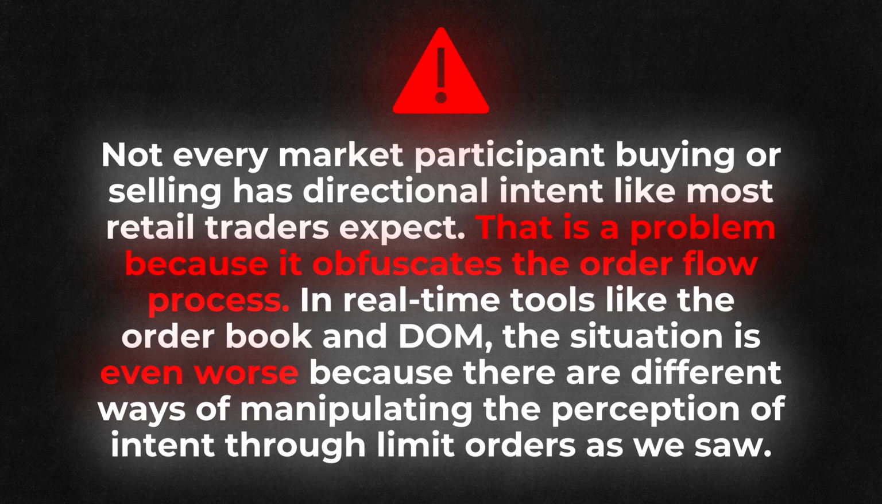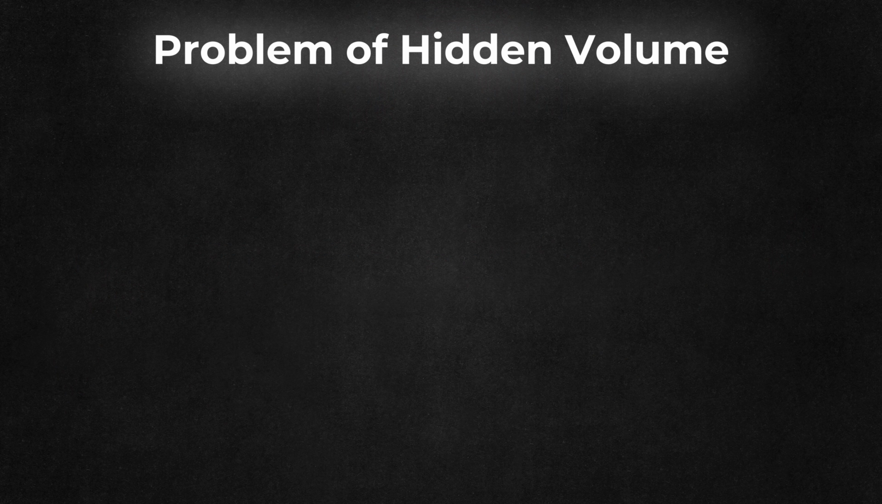In real-time tools like the order book or DOM, the situation is even worse because there are different ways of manipulating the perception of intent through limit orders as we saw. If you're still not depressed, let me try again. Beyond the problem of manipulation in the order book and the problem of ambiguity due to the diverse nature of market participants, we also have the problem of hidden volume.